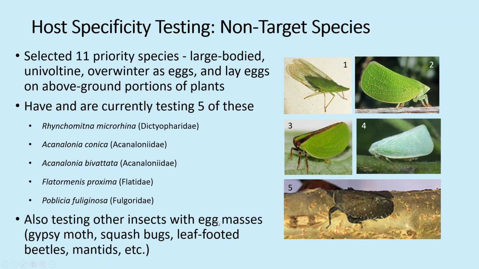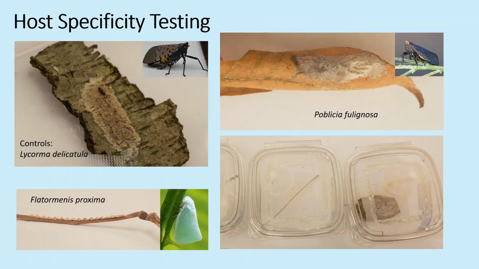We also tested other insects and egg masses from gypsy moths, wash bugs, leaf-footed bugs, mantids. So there's a whole battery of tests that have to be looked at to make sure that if we do introduce these insects, it's not going to negatively impact something that we're trying to preserve or do not want to be impacted. So this is a setup. This is one of the fulgorids, one of the larger ones that's native, and you can see the egg masses are fairly similar to the spotted lanternfly. Some are quite different, you can see here.